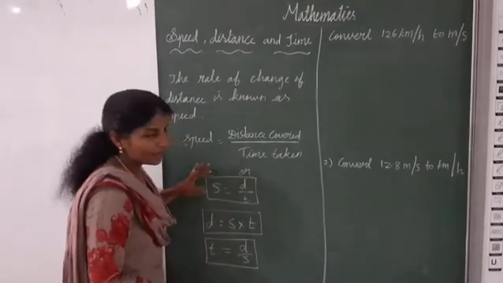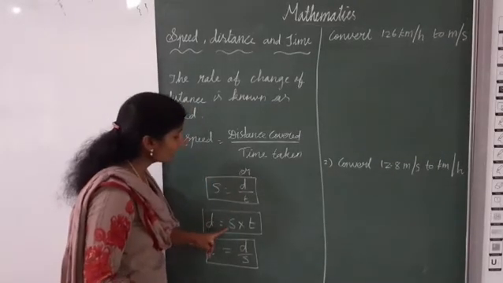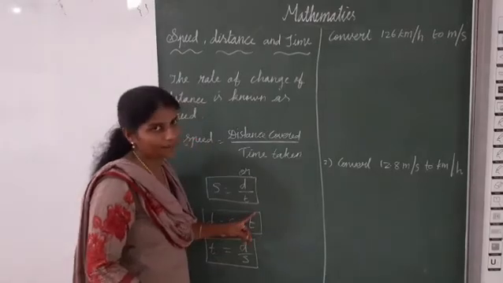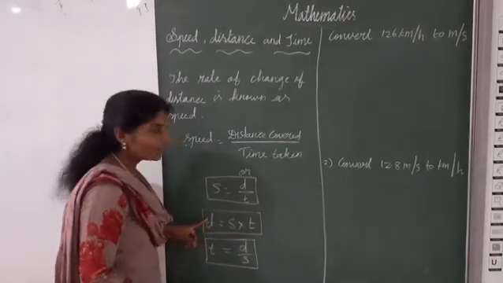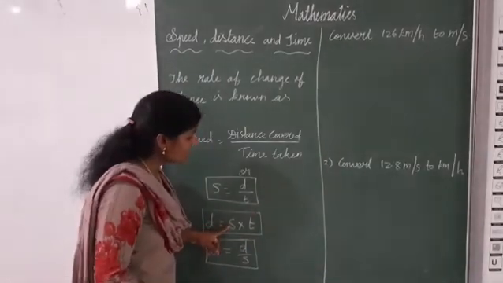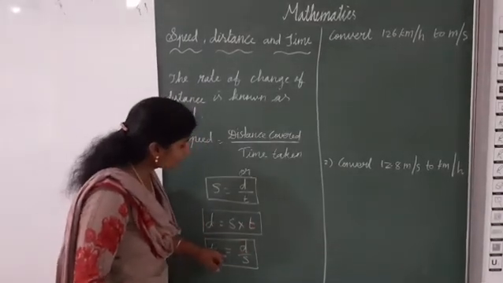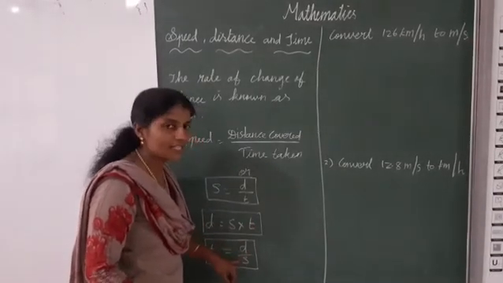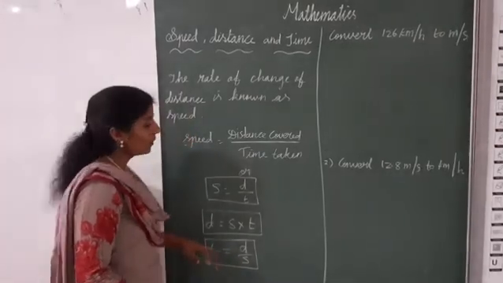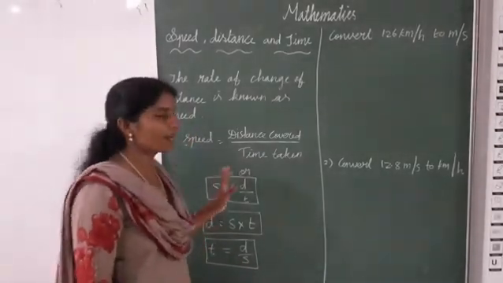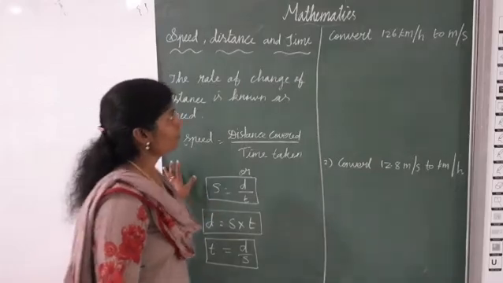This is speed. For the distance formula, S into T, speed into time. D is denoted by distance, S by speed, T by time. Now time T is equal to distance by speed, D by S. We can use this formula and we can solve the question problems.